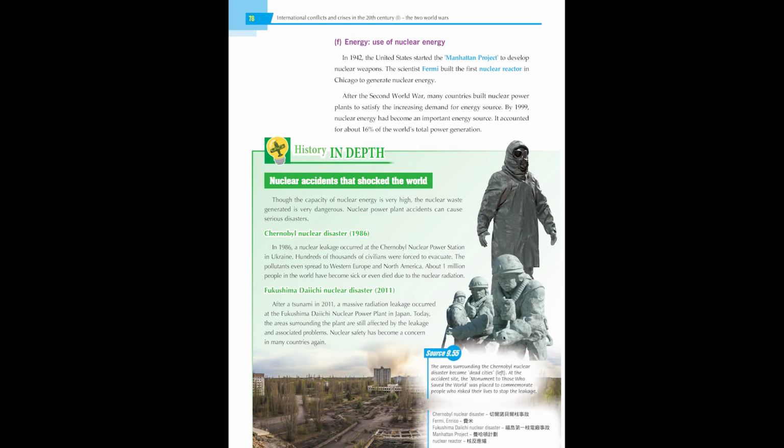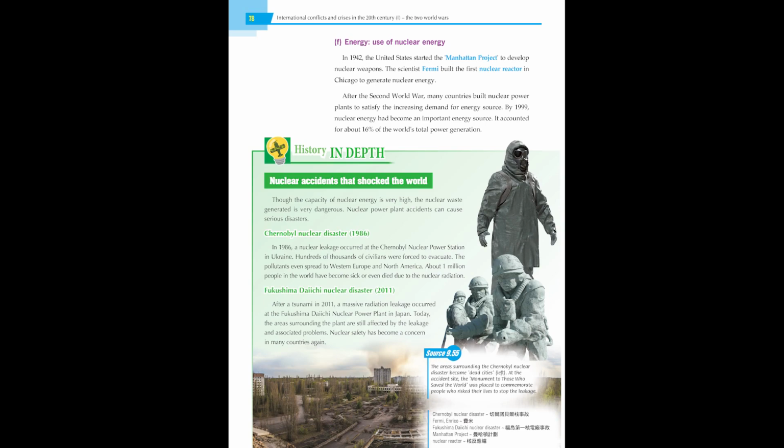History in depth. Nuclear accidents that shocked the world. Though the capacity of nuclear energy is very high, the nuclear waste generated is very dangerous. Nuclear power plant accidents can cause serious disasters. Chernobyl nuclear disaster, 1986. In 1986, a nuclear leakage occurred at the Chernobyl nuclear power station in Ukraine. Hundreds of thousands of civilians were forced to evacuate. The pollutants even spread to Western Europe and North America. About 1 million people in the world have become sick or even died due to the nuclear radiation.